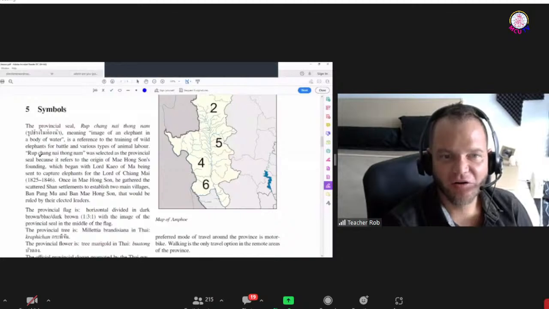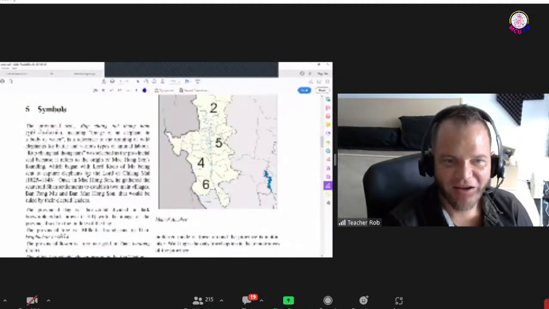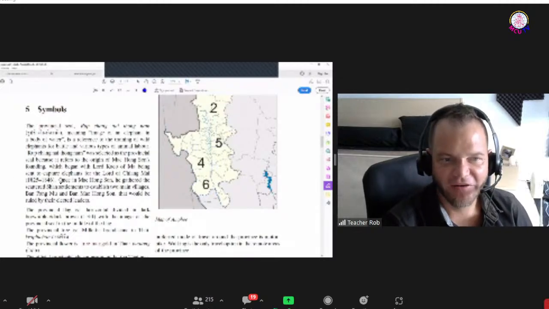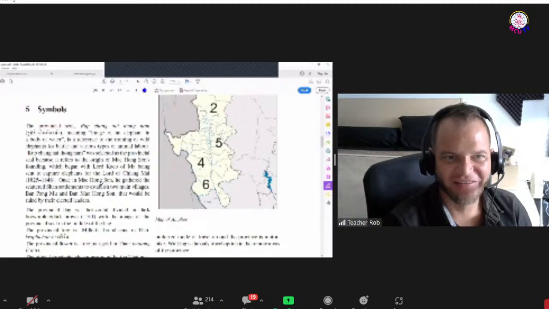Rup Chang Nai Tong Nam was selected as the provincial seal because it refers to the origin of Mae Hong Son's founding, which began with Lord Gao of Ma being sent to capture elephants for the Lord of Chiang Mai. This was in 1825 to 1846. Once in Mae Hong Son, he gathered the scattered Shan settlements to establish 2 main villages, Bang Pang Mu and Ban Mae Hong Son, that would be ruled by their elected leaders.